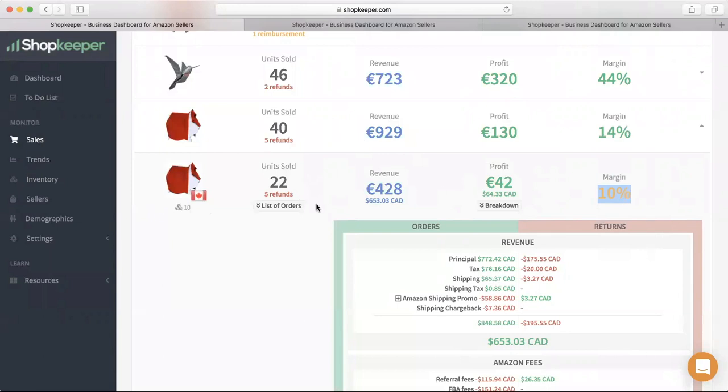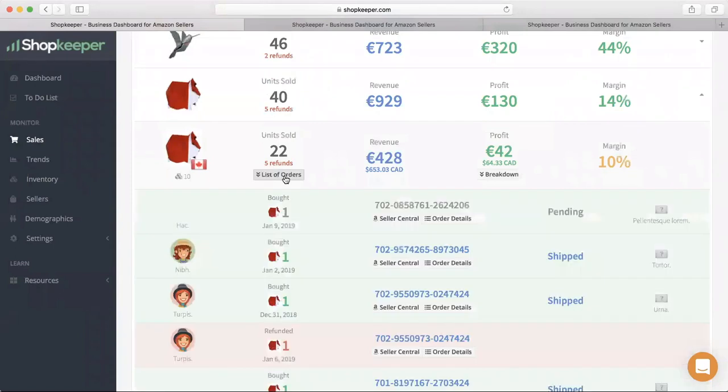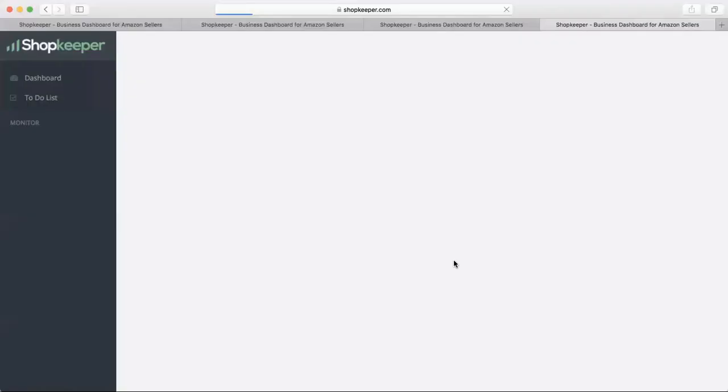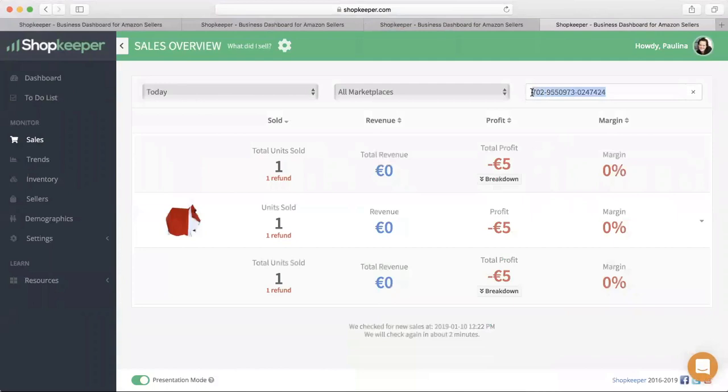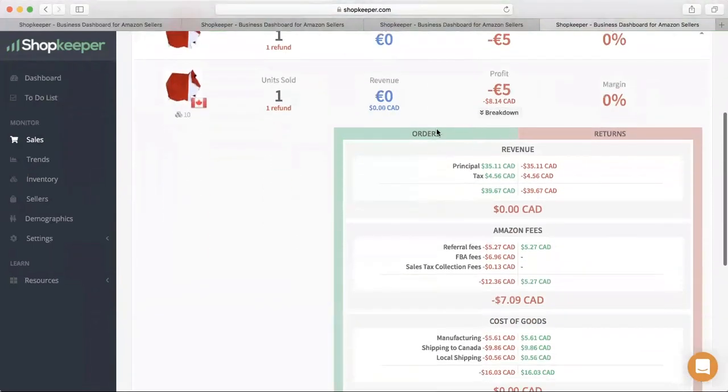And Shopkeeper will help you to decide by how much you can raise the price in order to raise your margin a little bit to accommodate for that refund. So how would you do that? You would click on the list of orders and find one that is refunded. So for example, this order ID, we will click on the order details, and now it's specifically breaking down that particular order ID, which was 1 unit sold and 1 refunded. We expand it and we analyze it. Everything on the left side will be related to when the order came in.